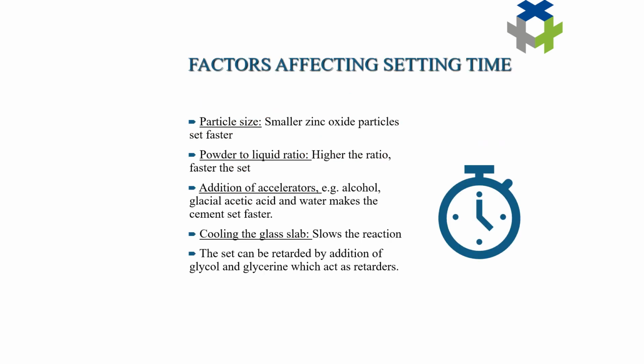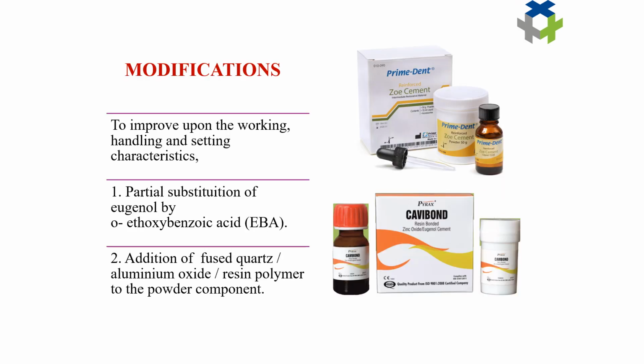So coming on to factors affecting the setting time, for particle size, smaller particle size of zinc oxide sets faster, and for powder to liquid ratio, the higher the ratio, the faster the set. Addition of accelerators like alcohol, glacial acetic acid and water makes the cement set faster, and cooling the glass slab slows down the reaction. The set can also be retarded by addition of glycerol and glycerin, which act as retarders for this reaction.